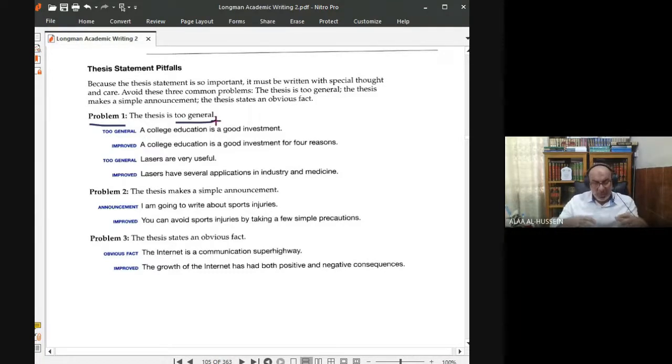Why? Because when it is general, this means that there is no specific point of view about the topic. The topic is too general. So it could work as a good sentence, but it doesn't work as a good thesis sentence, as I explained earlier. For example, a college education is a good investment. So does this group of words represent a good sentence? Please answer me in the chat box.